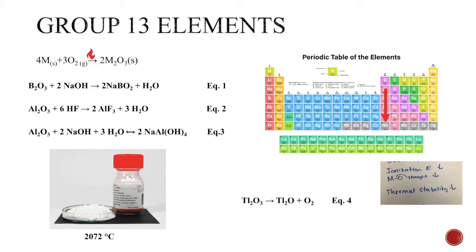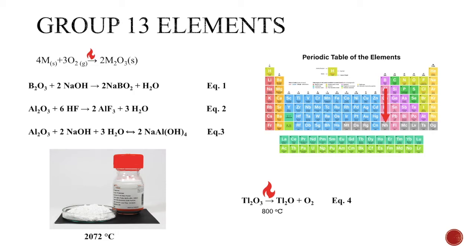Arriving at thallium-3 oxide, which is very unstable. Thallium-3 oxide, also known as thallic oxide, decomposes at approximately 800 degrees Celsius, forming thallium-1 oxide plus some oxygen. This happens to thallium because as we go down the group, the tendency to form the +1 ion increases due to the inert pair effect.